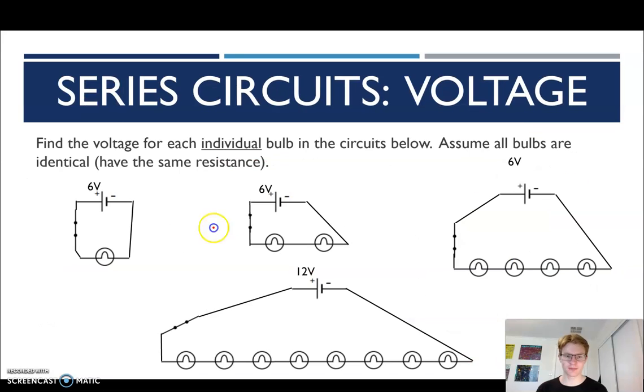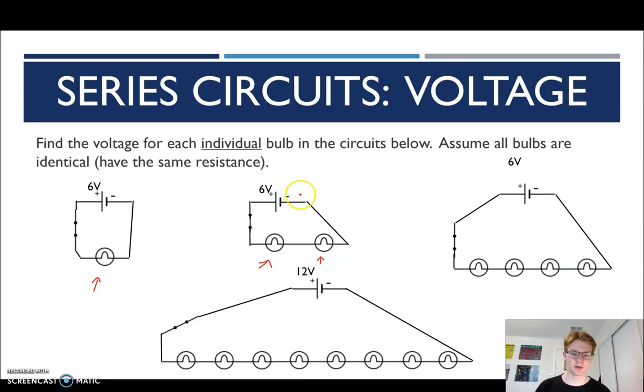With that knowledge, have a go at working out how many volts each of these light bulbs is receiving. And just assume they all have the same resistance. So for every single one of the light bulbs pictured here, I want you to have a go at writing down what voltage they're each receiving. How much energy are they each getting? Pause the video. All right, I'm going to reveal the answers in 3, 2, 1.